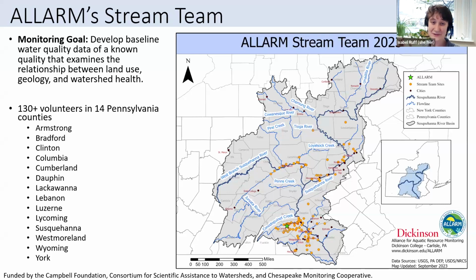So most of you all are Stream Team. As a quick reminder, the goals of Stream Team are to develop baseline water quality data of known quality that examines the relationship between land use, geology, and watershed health. Doing this through multiple parameters: chemical, physical, biological. Currently, we've got about 130 volunteers in 14 Pennsylvania counties, and this map is the current state of Stream Team.